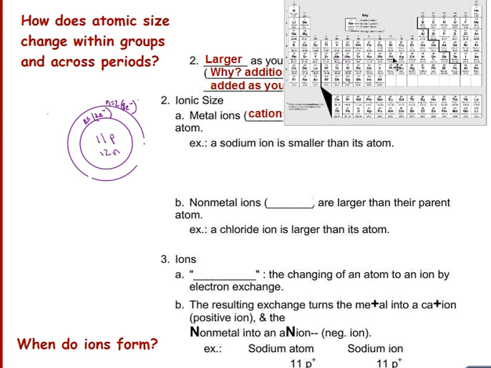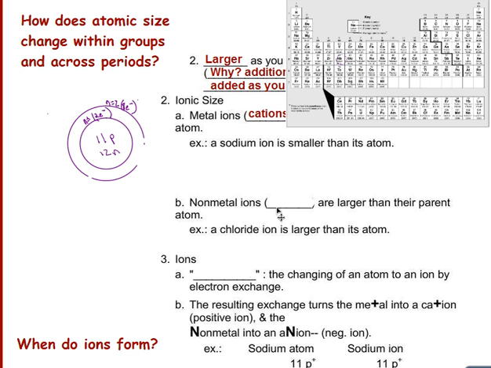Well, nonmetals do the same thing, except nonmetals are anions, and they are going to gain electrons. If you remember, I talked about anions being negative. They're going to gain electrons.